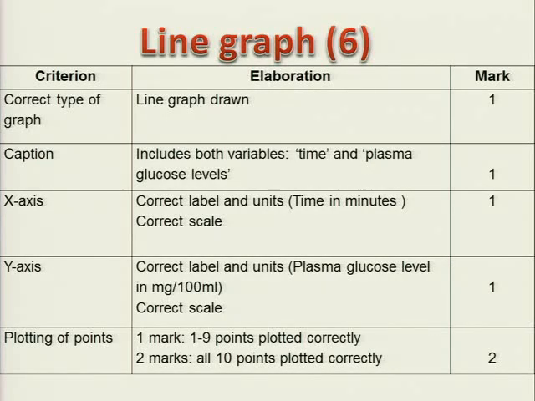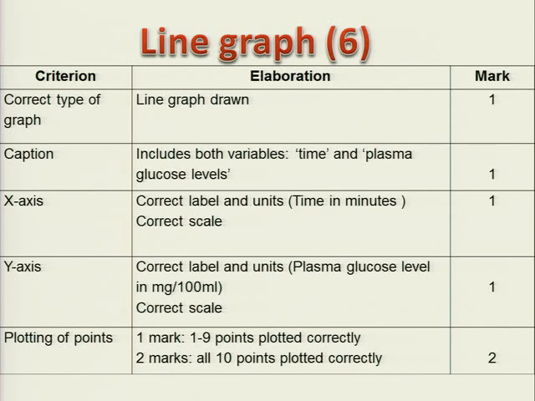Then we come to the graphs. We are also going to have graphs in paper 2, as we will be having graphs in paper 1. In paper 2, these are some of the examples of graphs that we are going to get. It's a line graph, and these are the marks for the line graph, which is plus or minus 6 marks. The criteria we are looking at in the line graph: if there is the correct type of graph, then you get your 1 mark.